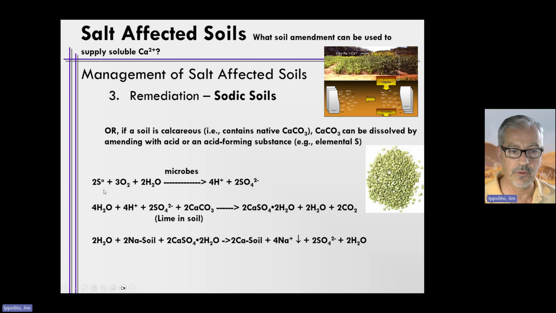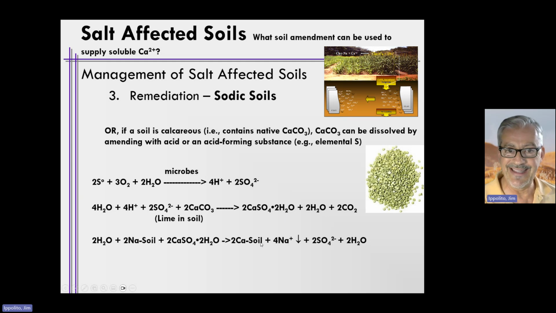So here's the reaction with water. And then here is the 4 hydrogens and 2 sulfate ions from the previous equation above, reacts with lime in the soil, calcium carbonate, to form actually gypsum and water and CO2, right?